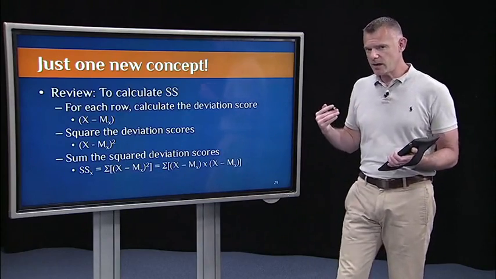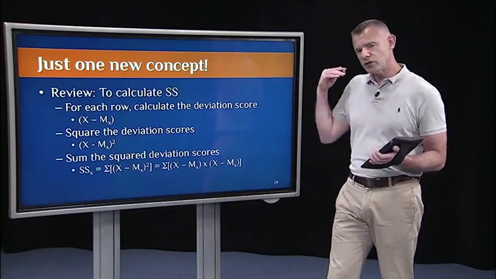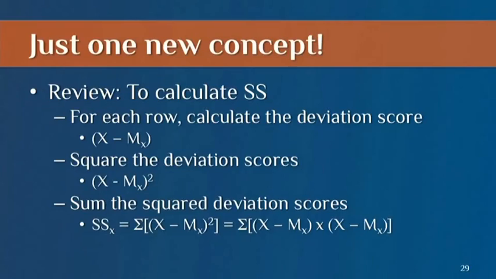So to review, how did we get sums of squares? For each row in that data frame, we calculated the deviation score. Then we squared each deviation score, then we summed them: sums of squares.